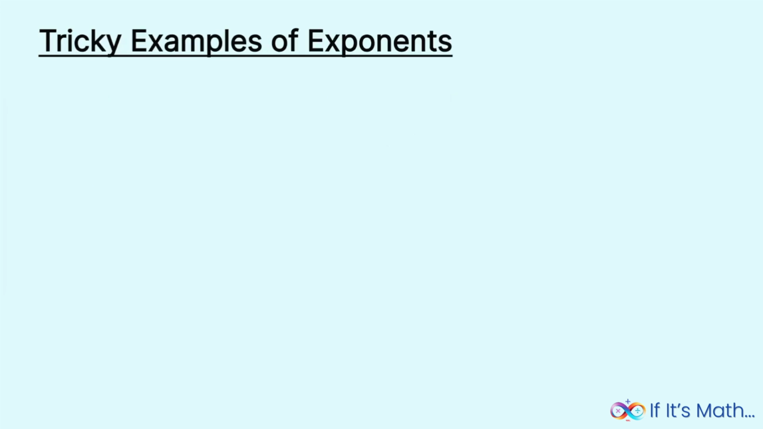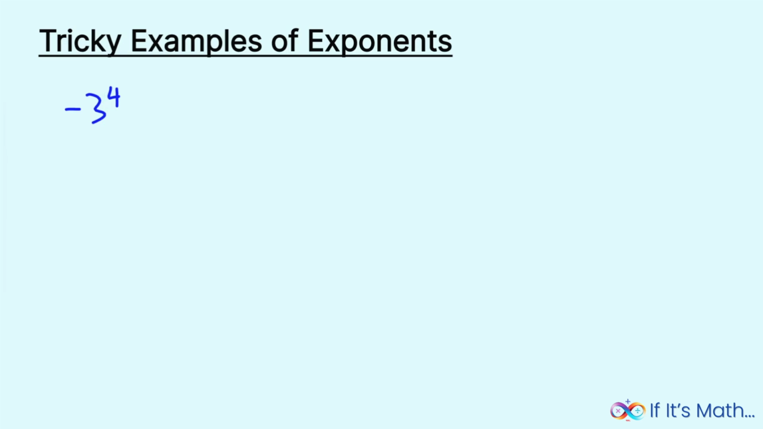Okay, so those were some straightforward examples. Let's look at some ones that are a little bit more tricky. So let's say you have minus 3 to the fourth power. So with exponents, you have to really, really pay attention to what is being covered by that exponent. So this is negative 3 to the fourth power. It's not negative 3 to the fourth power.